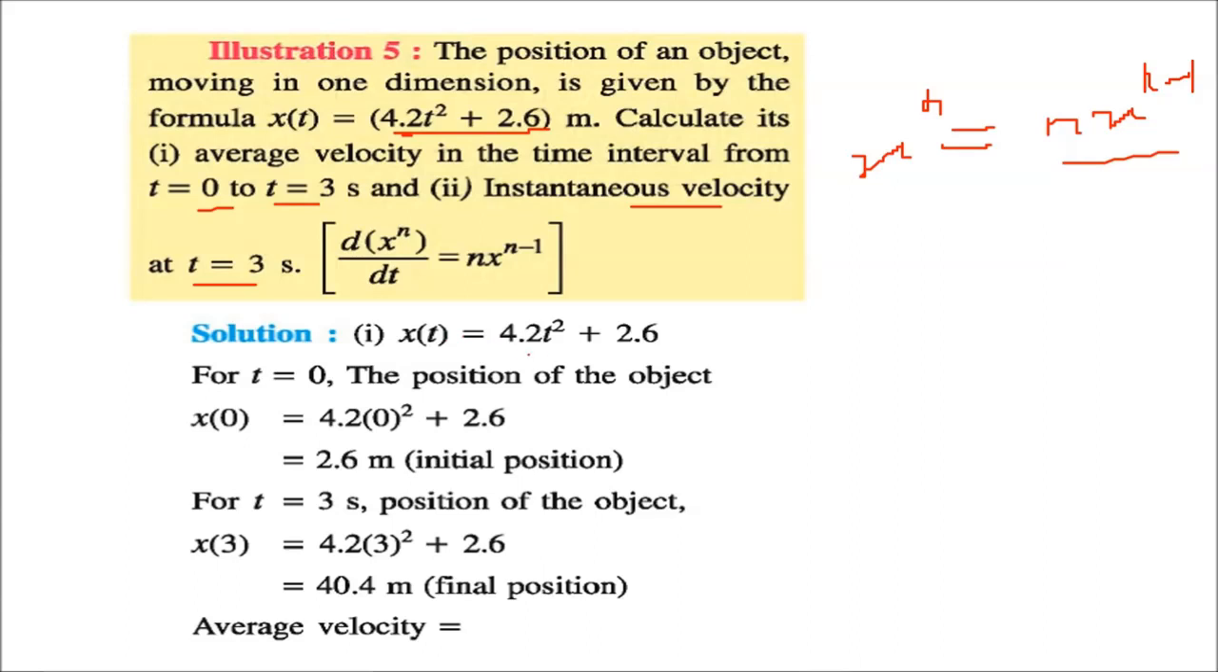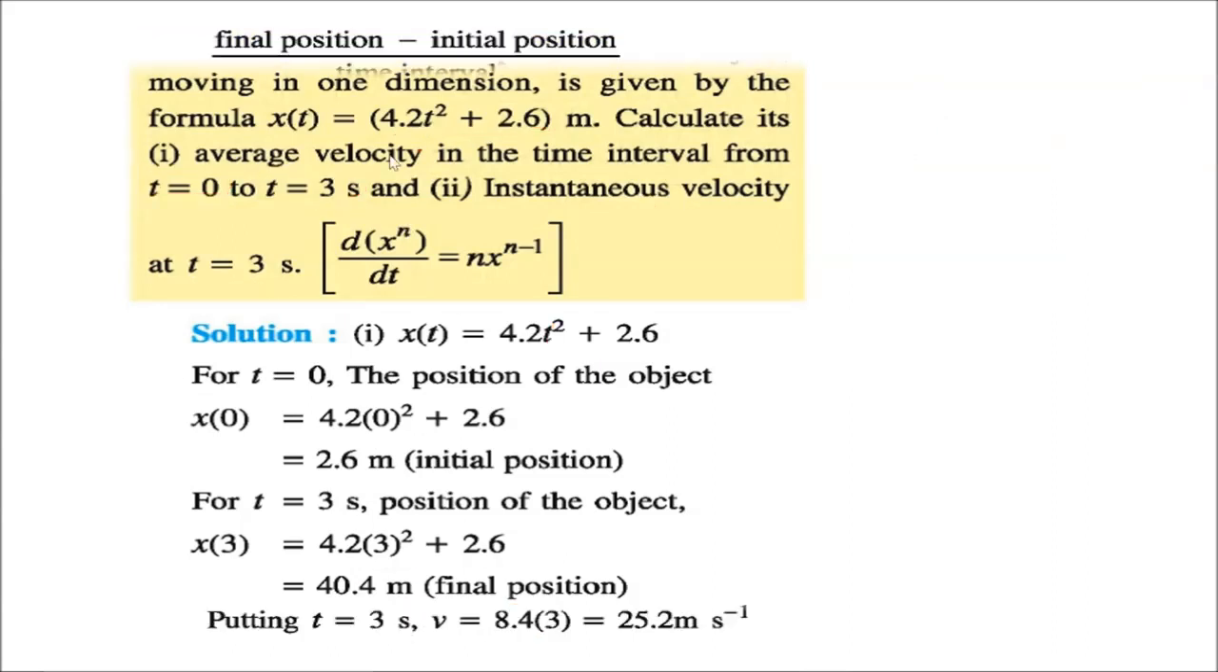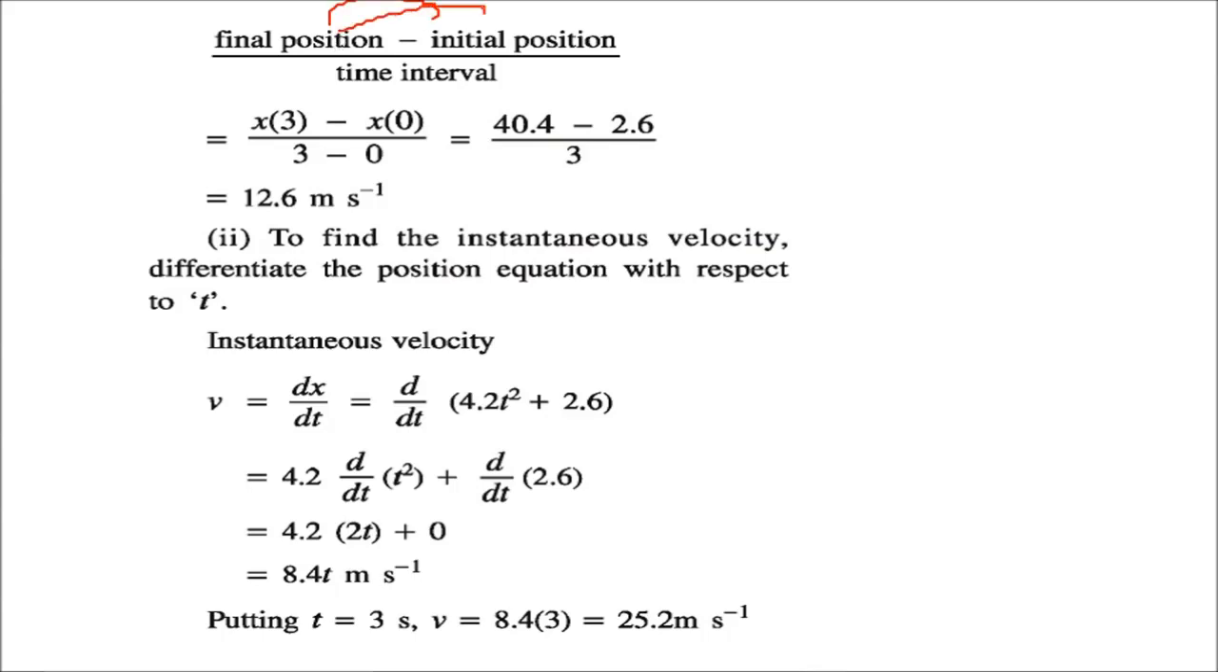Here x(t) is given by 4.2 t squared plus 2.6. For t equal to 0, we put 0 for t, so 4.2 into 0 squared plus 2.6. The 2.6 is the initial position. When we take t equal to 3, we get 4.2 into 3 squared plus 2.6. This is the final position. We know that the average velocity is the final position minus the initial position, divided by the time interval, which is 3 minus 0. So it will be 12.6.